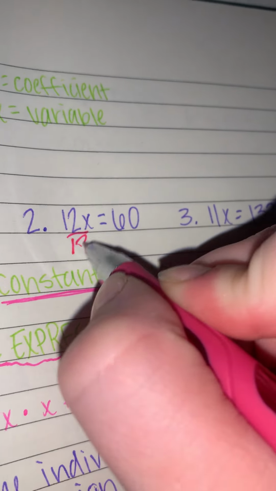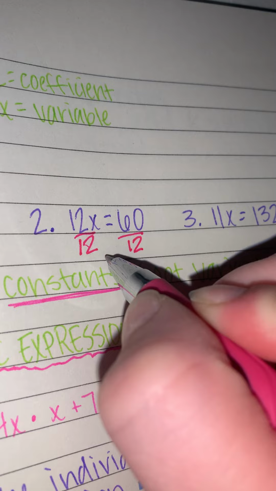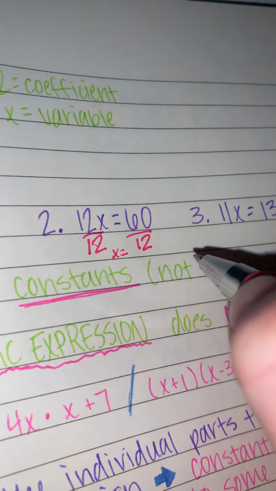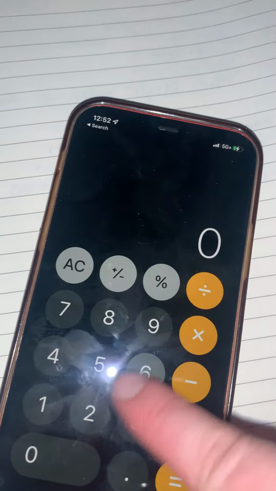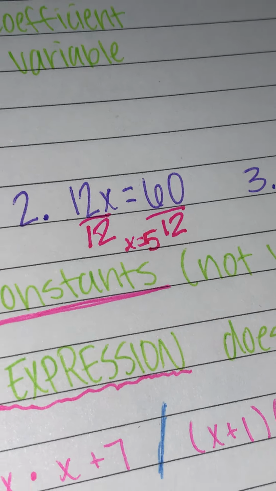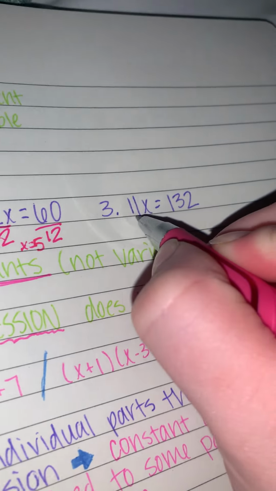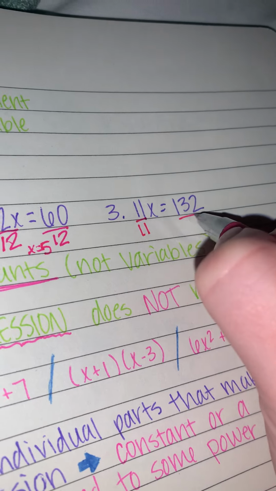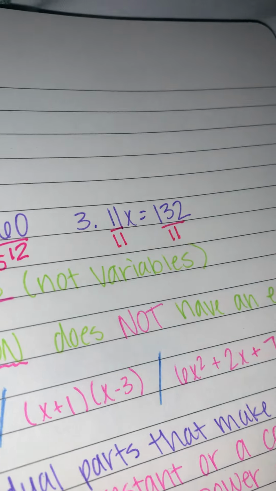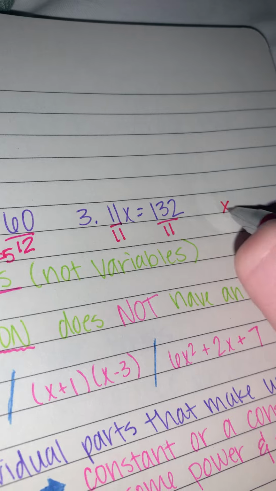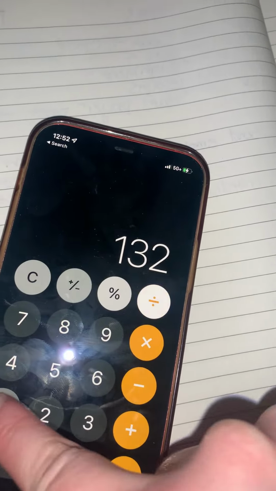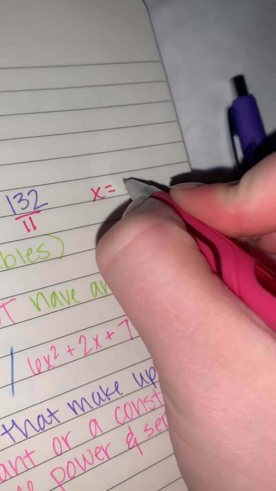Divide by 12. Are you getting the same answer as me, beautiful? 5. Okay, this one you're going to divide by 11. I gave you a tricky one here. I was trying to trick you a little bit. Okay, well, I hope you got all those right.